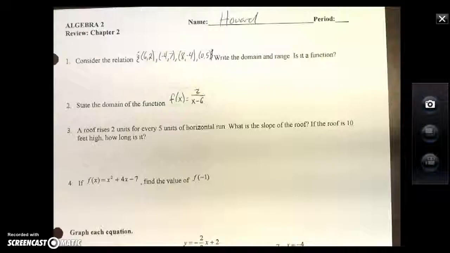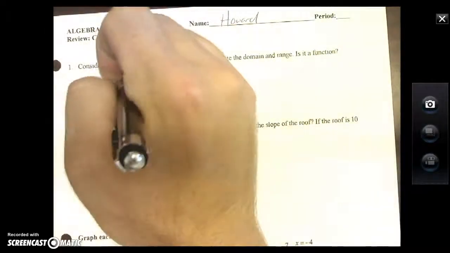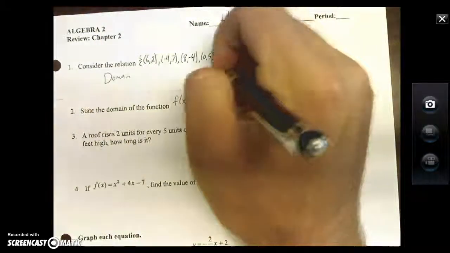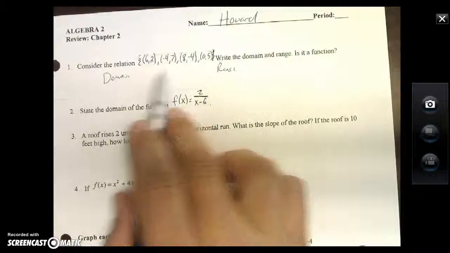Consider the relation, the following points. Write the domain and range. Is it a function? Very simple stuff, okay? Please make this as easy as possible. Your domain is all of your x values. So what you have here is a set of 4 points. Each point is an x comma y. So if you have to label that, please do so.